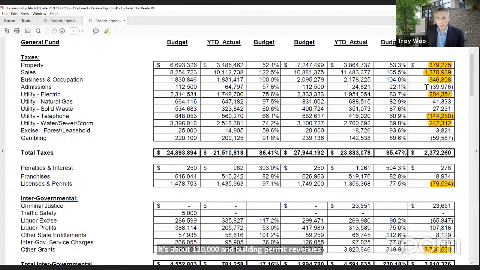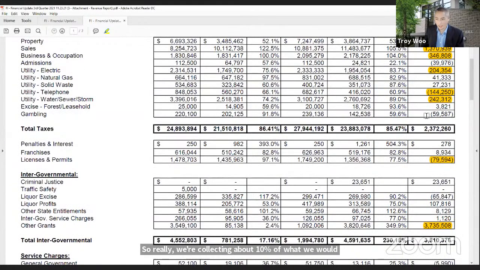I want to highlight admissions tax. It's only showing about a $40,000 decrease, but that doesn't really tell the full story because 2020 was a really down year for admissions tax as well. So really, we're collecting about 10% of what we would normally collect in admissions tax. Gambling tax, very similar story to admissions tax, but gambling tax is faring a little bit better so far.